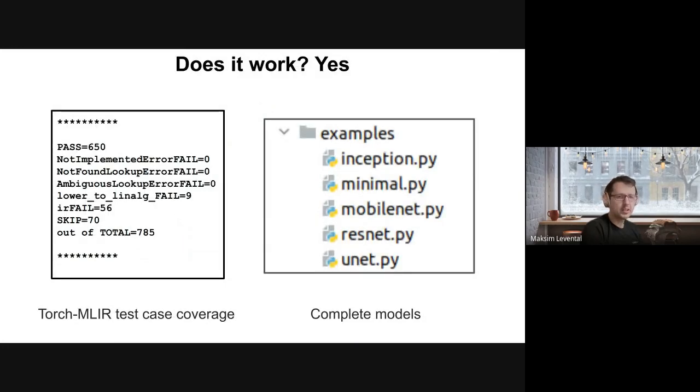Why would you even consider cloning it and trying it out from somebody you don't recognize? You don't know who I am. On the left-hand side, we have essentially my personal barometer for how well I'm doing at implementing this. There are 785 in-tree end-to-end tests in Torch-MLIR, and currently Pi is passing 650 of them. It's a little mysterious what the fail signatures mean, like what is IR fail or ambiguous lookup error fail. It doesn't really matter. The point is that 650 out of 786 looks like 85% or something like that.